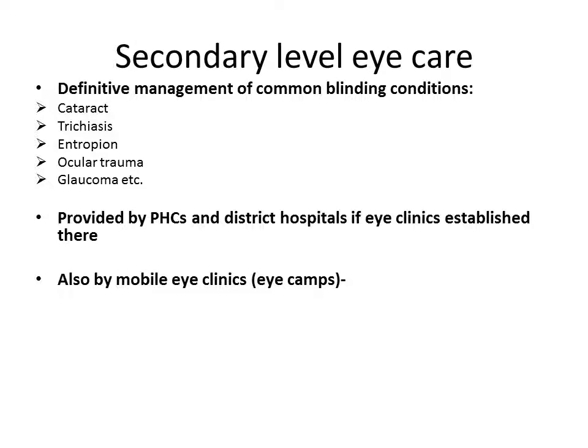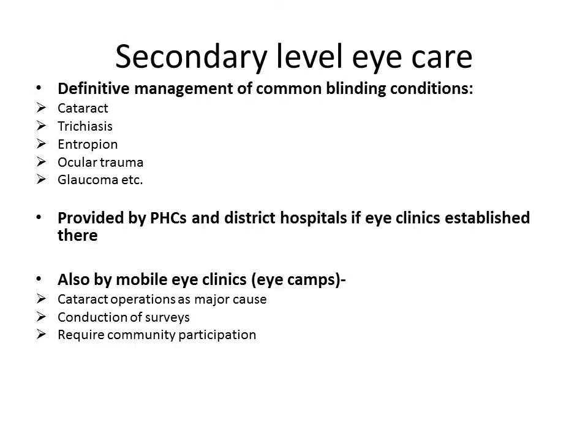Secondary level eye care to some extent is also provided by mobile eye clinics. These majorly perform cataract operations because it is a major cause of blindness. They are also used for conducting surveys regarding the prevalence of blindness and the major causes of blindness.